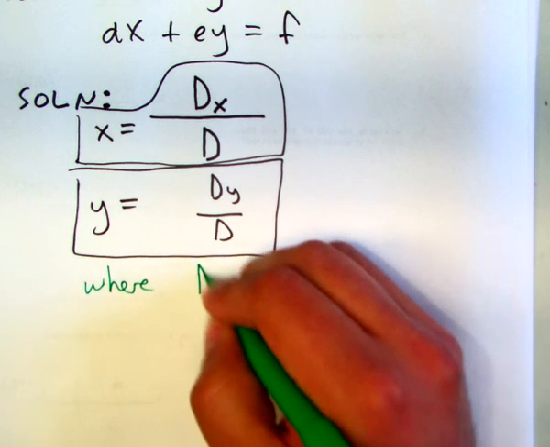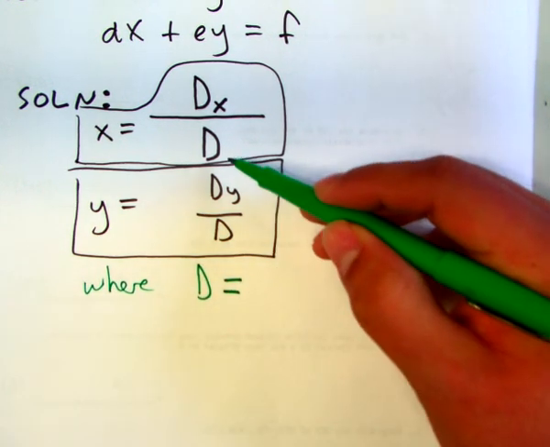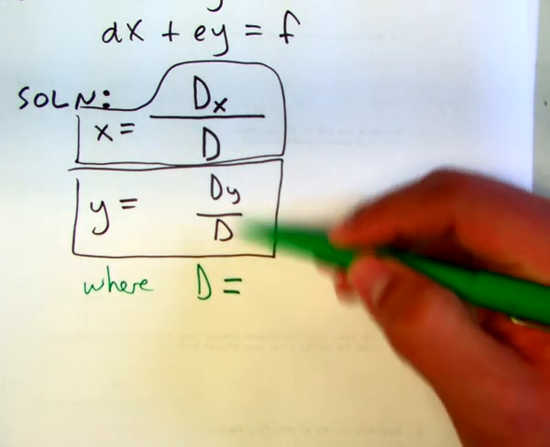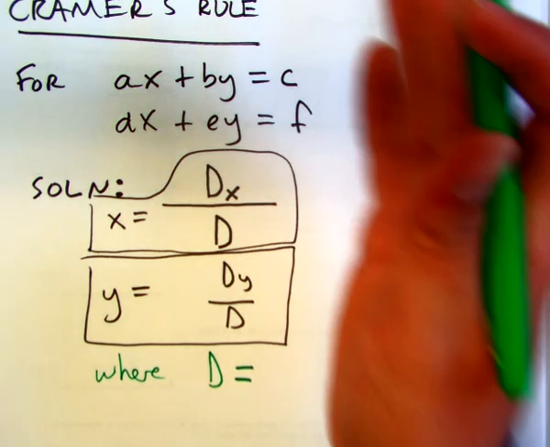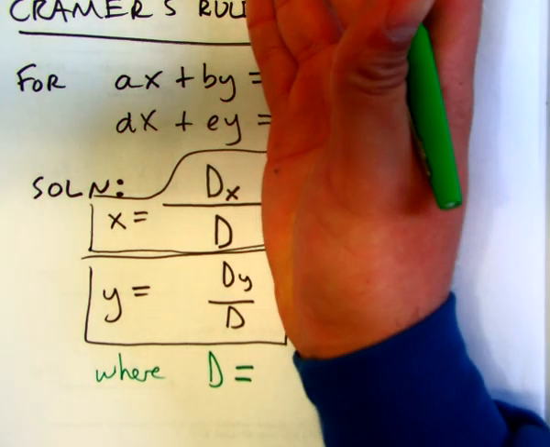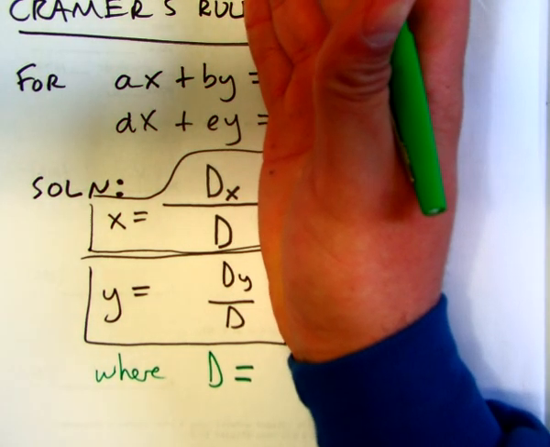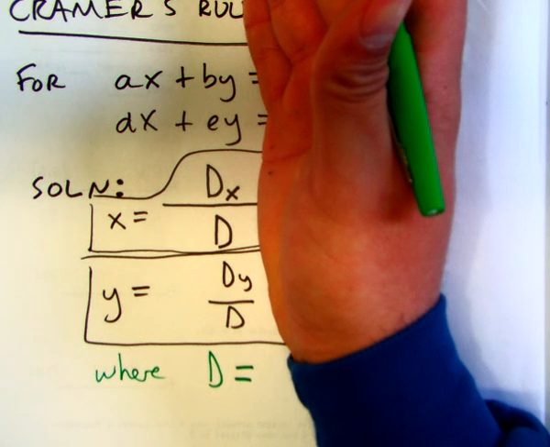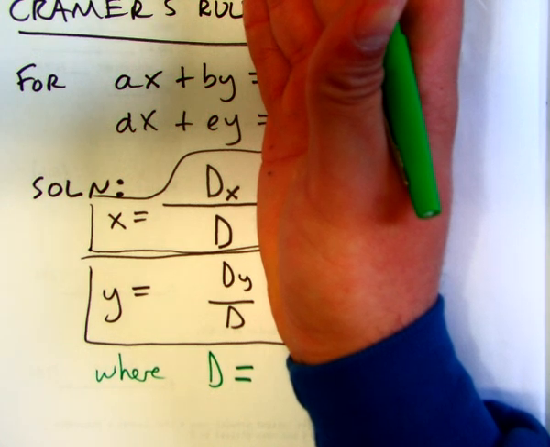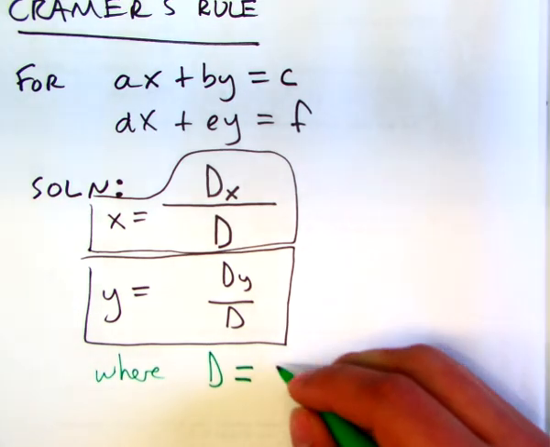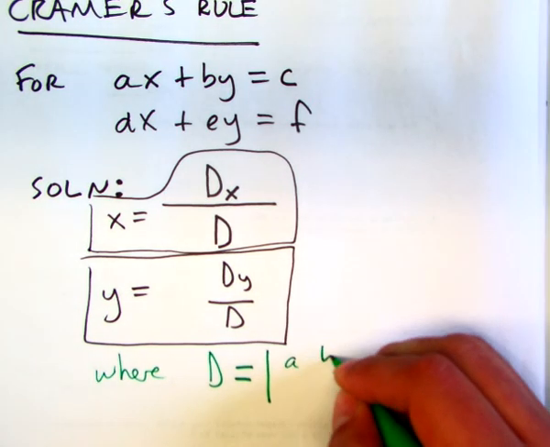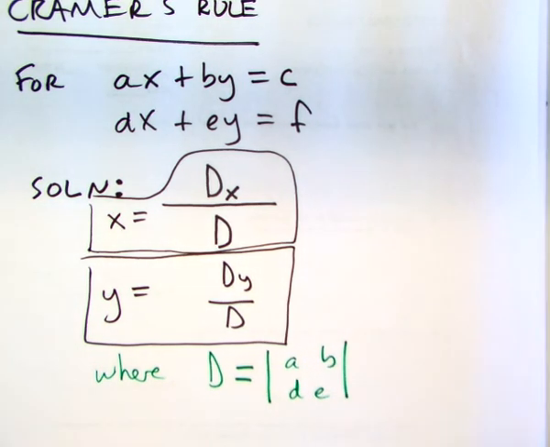D is the same in both of these, and D is simply the coefficients of what you see on the left-hand side. It's a 2x2 matrix, and you just write down the coefficients of x and y. So what would we do? A, B, D, E. Okay?